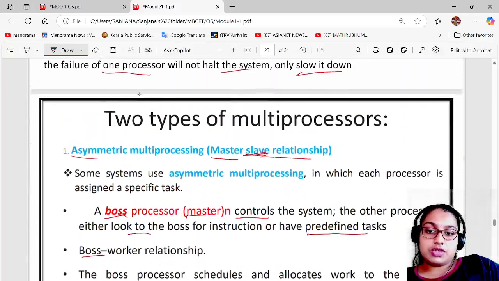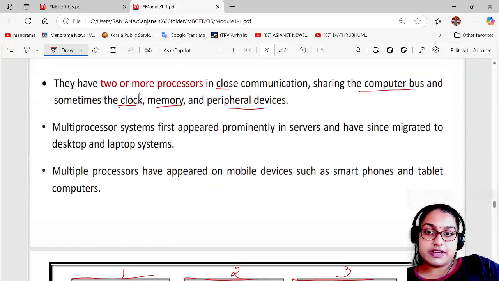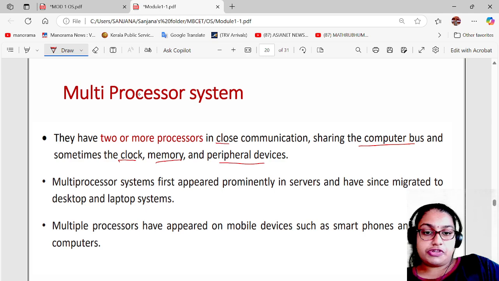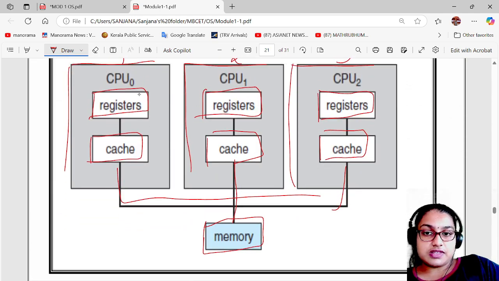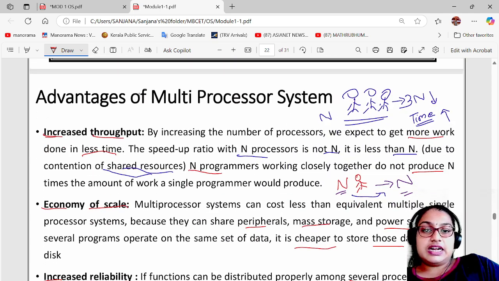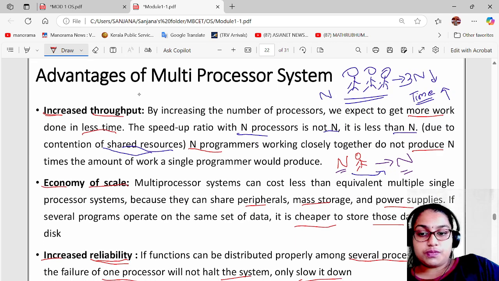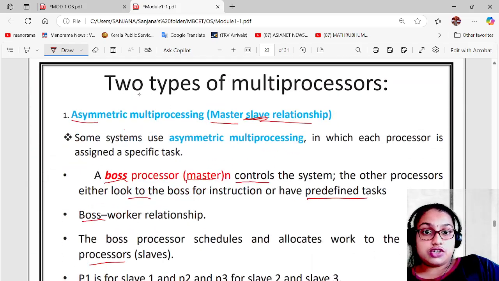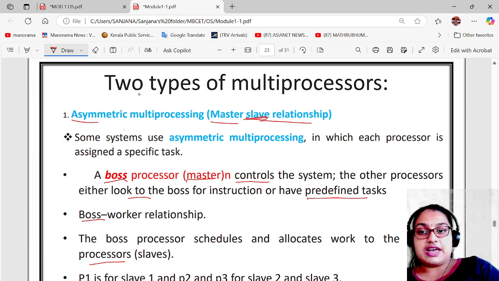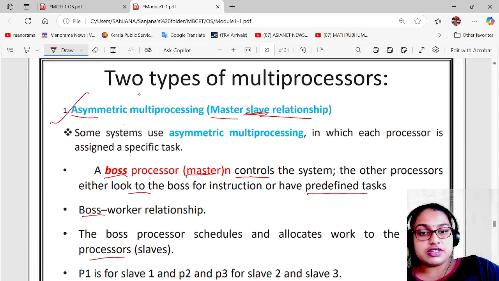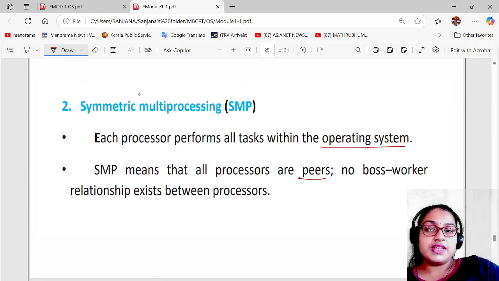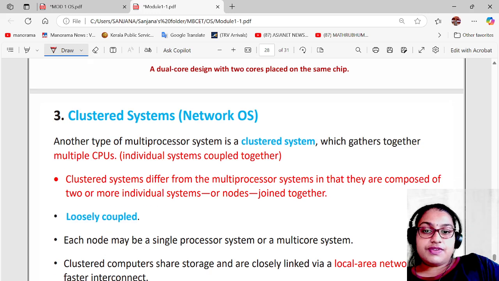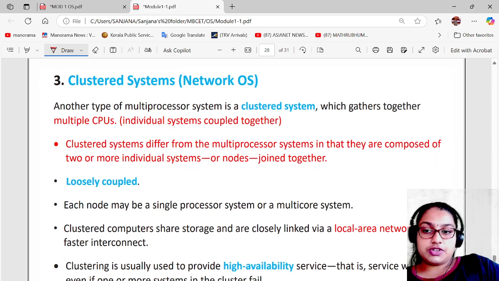In a multiprocessing system, we have told what it is: 2 or more processors in close communication. We have discussed the architecture, then the advantages like increased throughput, economy of scale, and increased reliability. Then the types of multiprocessor: asymmetric has a master-slave relationship and symmetric has a peer-to-peer relationship. Then we are coming to clustered systems.